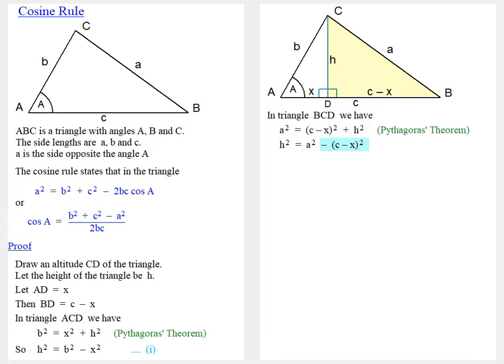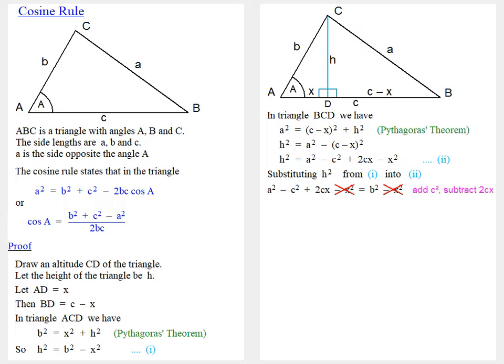Now we can expand minus (c minus x) squared as minus c squared plus 2cx minus x squared. If we substitute h squared from equation 1 into equation 2, we have a squared minus c squared plus 2cx minus x squared equals b squared minus x squared. Now the minus x squareds cancel from each side of the equation, and if we add c squared and subtract 2cx from both sides, we'll end up with a squared equals c squared plus b squared minus 2cx.